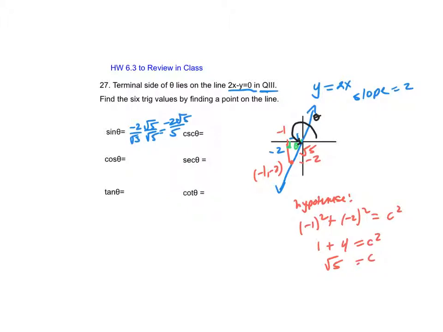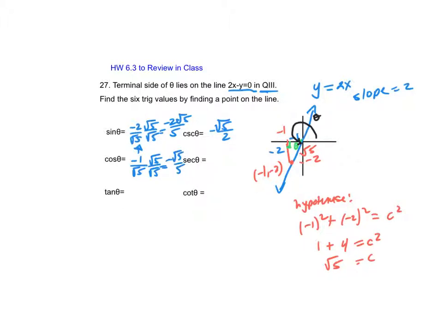Cosecant theta is the reciprocal. So I'm going to take the reciprocal before I rationalized it, and that'll just be rad 5 over 2, and then the opposite of that. So the negative rad 5 over 2. Cosine theta is going to be the length of the adjacent side over the hypotenuse. So that's -1 over rad 5, and then let's rationalize. So that'll be negative rad 5 over 5.